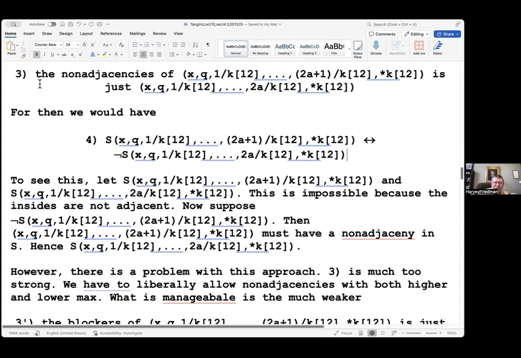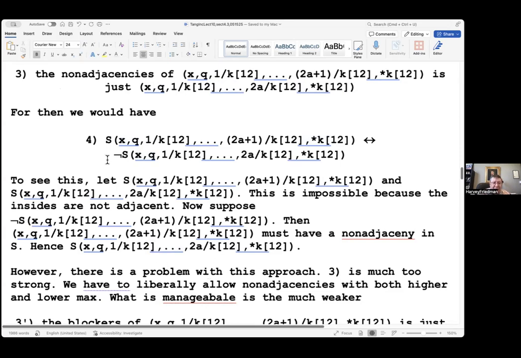Well, the basic thing is, who blocks a given vector? And it's going to be something smaller, except in the exceptional case, it might be something with the same max, but in this section it's always going to be something with a smaller max. Okay, but this three asks for all the non-adjacencies, including the stuff that this blocks. And this, we're not going to get. Three is totally unrealistic. It's much too strong.